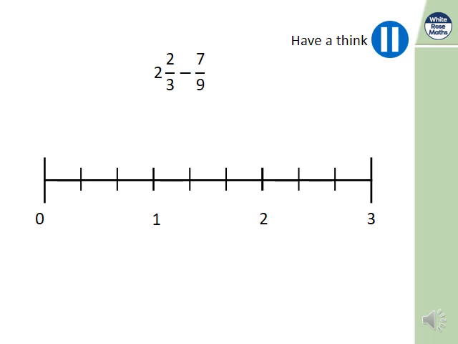Have a think. What would 2 wholes and 2/3 take away 7/9 be? Pause the video and have a go. Which of these would you have to change so you have the same denominator? Where would they go on the number line to help you work them out? 2 wholes, what would that be as thirds? Have a go trying to work it out.